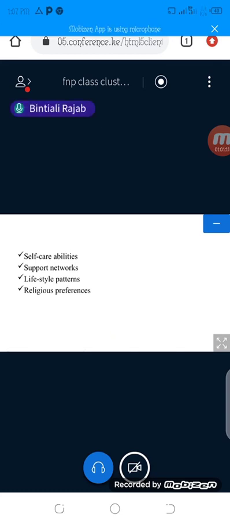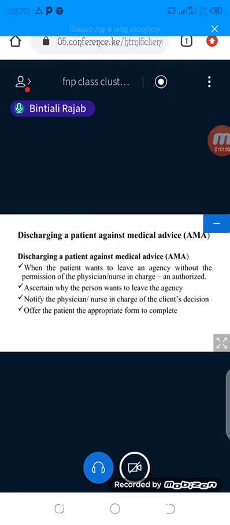Whenever you're referring, you should also have in mind what abilities the patient has. What are the self-care abilities? What are the support networks, the lifestyle patterns, and the religious preferences? You should know all this as you are referring a patient, so that as the patient goes there, they are able to be assisted.